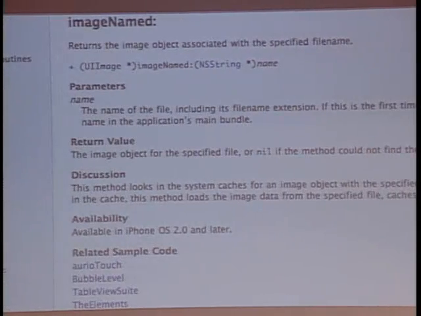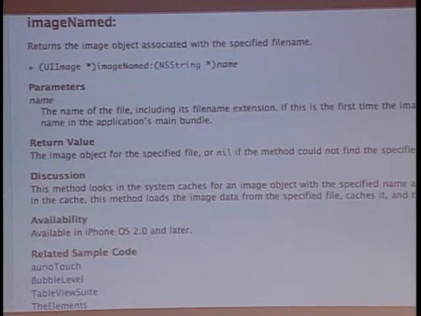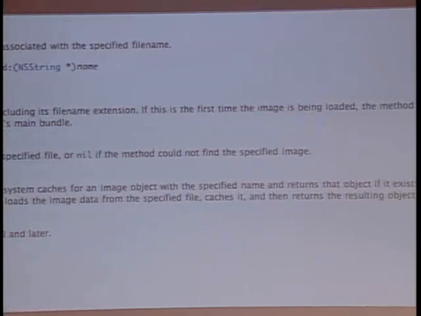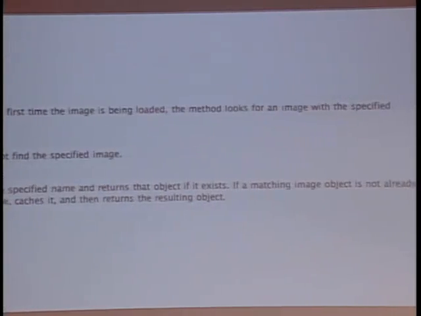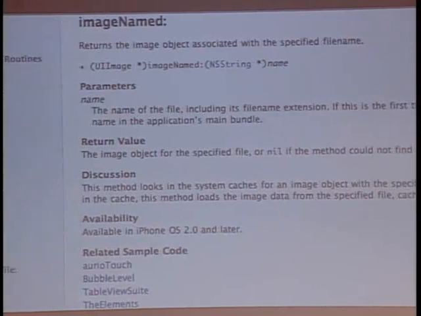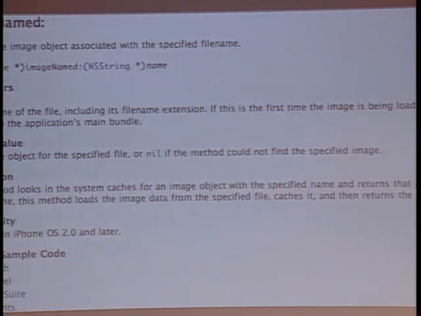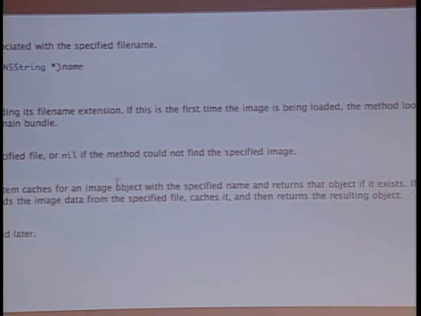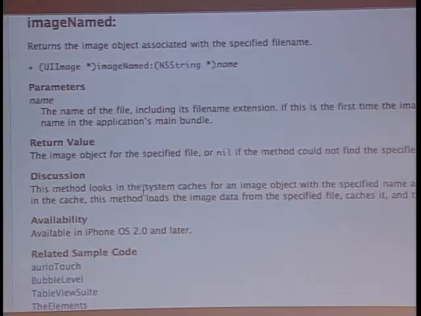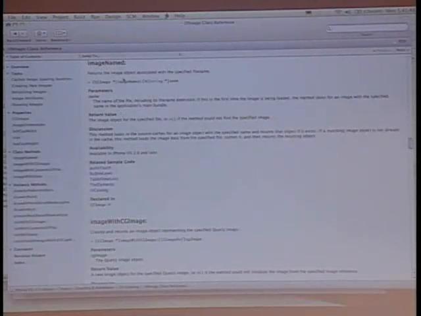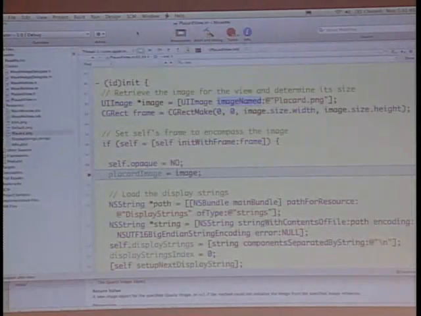So this is usually where you would see something different or more interesting in terms of what's going on. This method looks in the system caches for an image object with the specified name, and returns that object if it exists. If a matching object is not already there, then it loads it from the specified file, caches it, and returns the resulting object. So in my mind, from that description, given what we know about the memory allocation and those rules about NARC, new, alloc, retain, and copy, I would expect this UI image to be released, to be freed at some point.